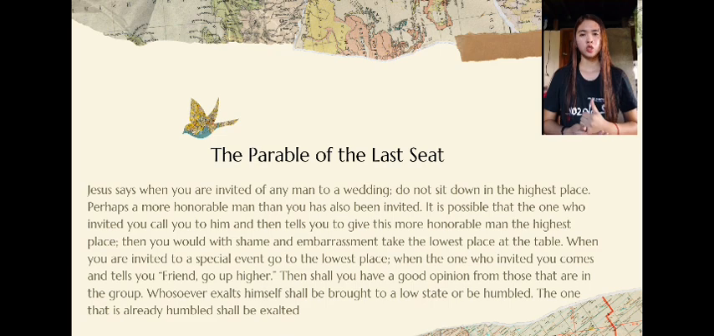So by sitting at the back, you show humility. If the host sees you being humble, they might even ask you to move to a better seat later. This way, you gain respect from everyone at the party. So the parable teaches us that being humble is better than being proud. When you are humble, you're less likely to be embarrassed and more likely to be respected by others.